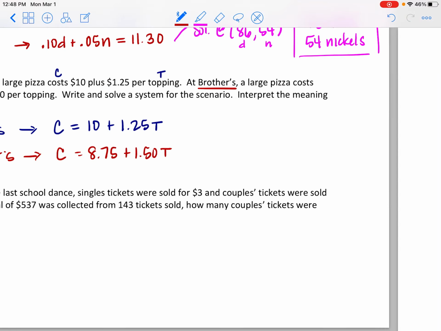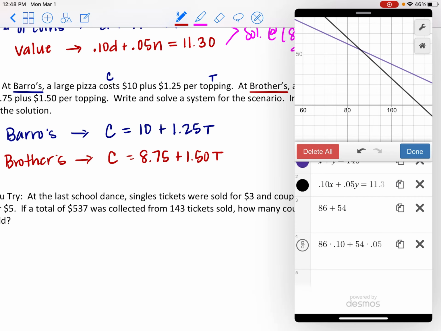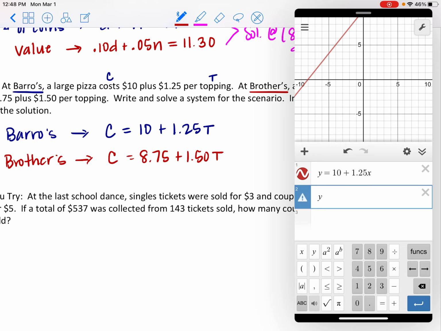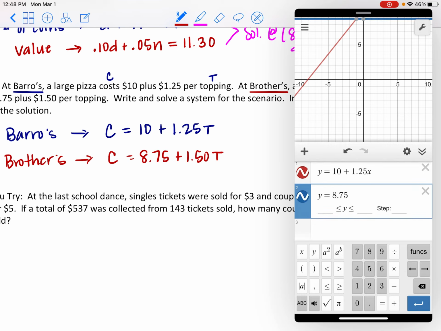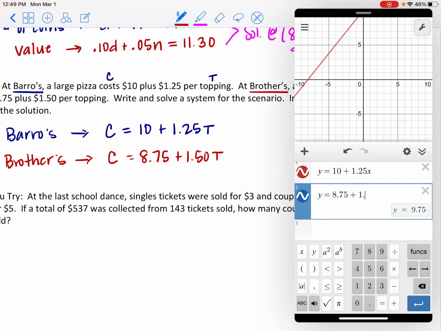Okay, so now let's try to solve and see if we can understand what is going on in this system. I'm going to call this y. Y equals 10 plus 1.25x. And then for the second one, y equals 8.75 plus 1.5x. I'm having trouble typing the plus sign. Let me try my pen. Okay, so there's our system.